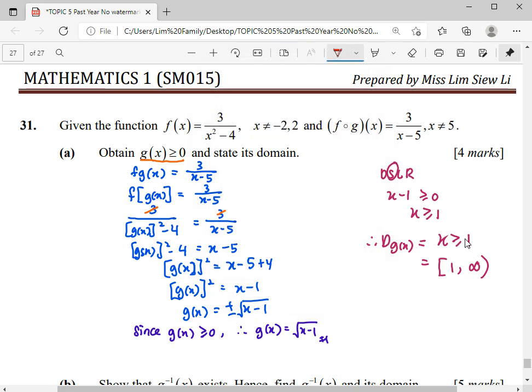So from here we can see they are testing us on composite function, how we do our composite function. This is our first concept. Then we solve until we get g(x) and justify our answer: since g(x) is a positive function, we ignore the negative answer. Although there is a positive and negative, because the question says positive function, we reject the negative part. So this is our final answer. Then go for the domain part. This is our straight answer: domain is x greater than or equal to 1.